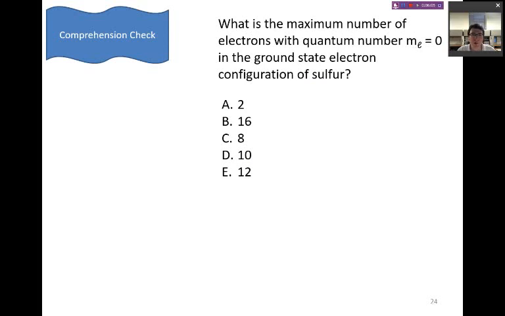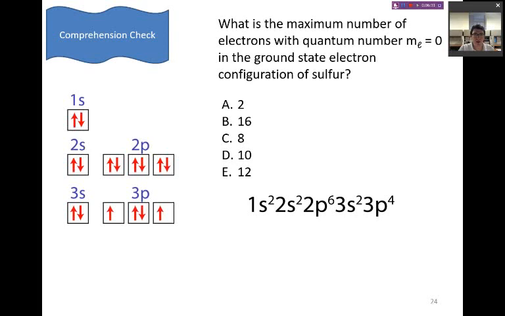Okay, let's try problem number 3. Pause this and try this on your own first. So we want to know in this problem, what's the maximum number of electrons that have a quantum number m sub L of 0 in the ground state of sulfur. So to determine this, first what I would do is write out the electron configuration of sulfur. After we have that, we can determine the orbital diagram. And we want to know which ones have an m sub L value of 0.